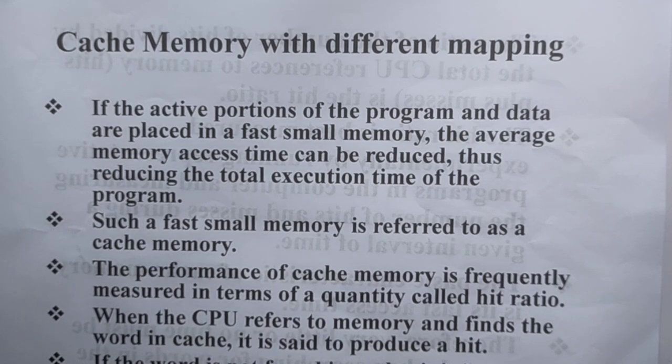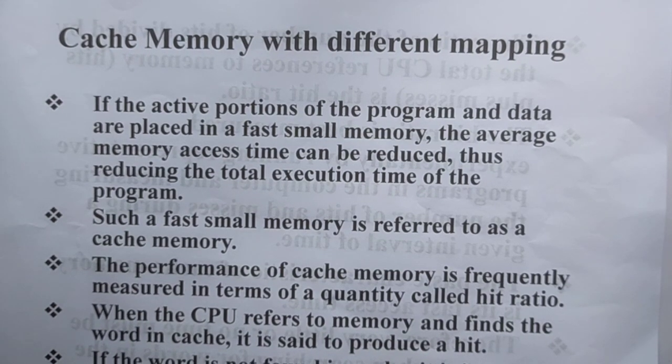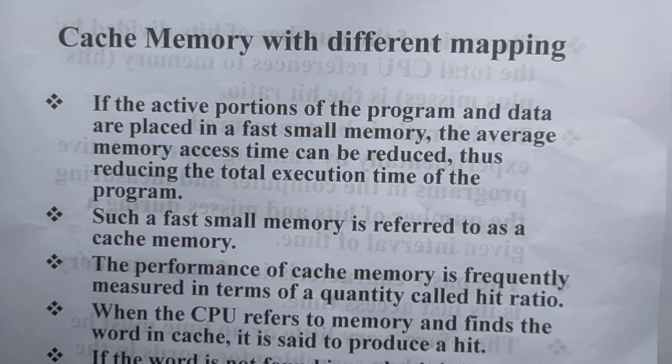Today another topic I will discuss is cache memory with different mapping. That means how cache memory is designed with different mapping when we consider any kind of data from cache memory for any operations. So first of all we will see what cache memory is, how different data is stored in cache memory, and how data is transferred from cache memory to the CPU for any kind of operation.